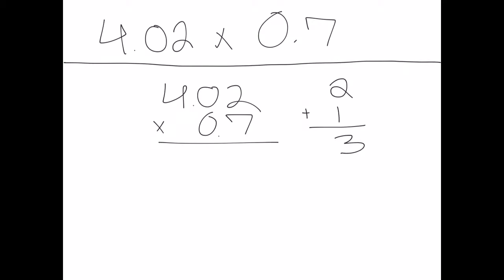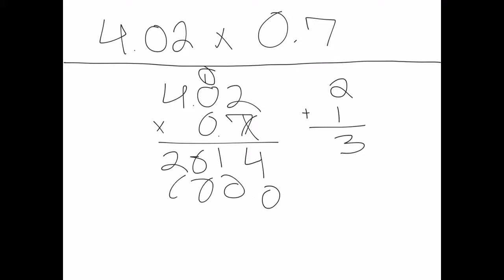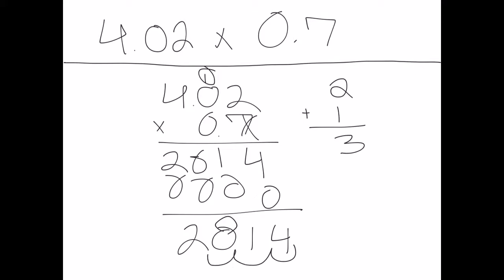2 times 7 is 14. 7 times 0 is 0, plus 1 is 1. 7 times 4 is 28. And we cross this out, and it's all 0, because 0 times any number is 0. So we just add, and we go over 3 place values. So our answer is 2.814.